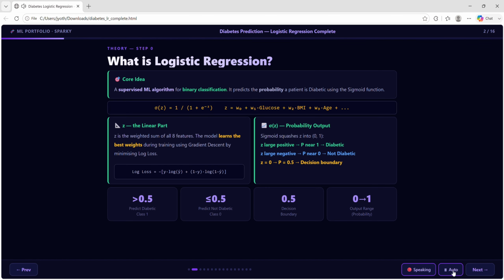What is logistic regression? It is a supervised machine learning algorithm for binary classification. Output is 0 or 1. In our case, 0 means no diabetes and 1 means diabetes. The key is the sigmoid function, which converts any real number into a probability between 0 and 1. The z-score is the weighted sum of all input features. High z means high probability of diabetes.